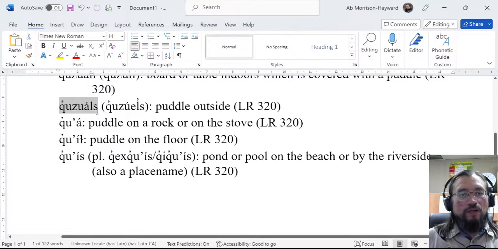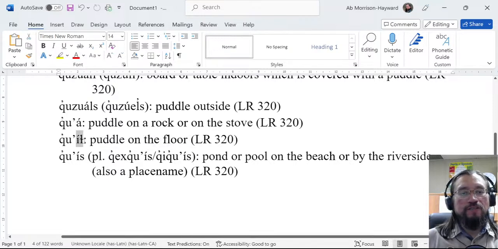Next up is k'ojuals. And again, we have an alternate pronunciation, k'oju'ls. And this refers to a puddle outside. Also on page 320. Up next is k'owa. K'owa means a puddle on a rock or on the stove. Page 320. Next up we have k'owith. K'owith is a puddle on the floor.